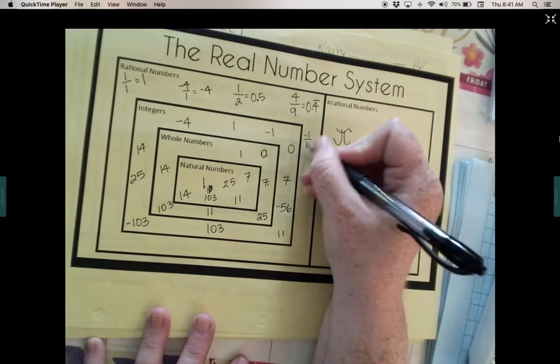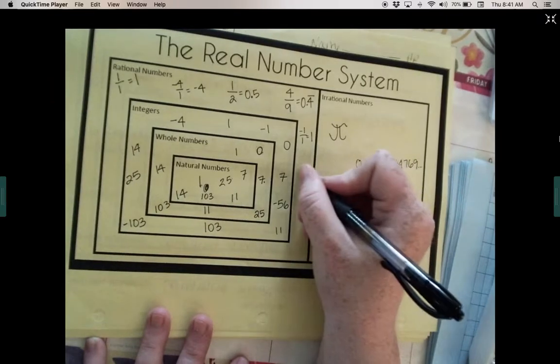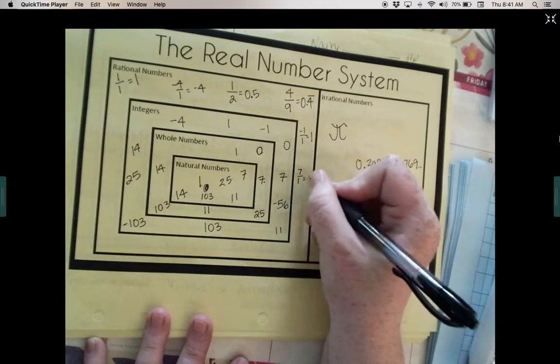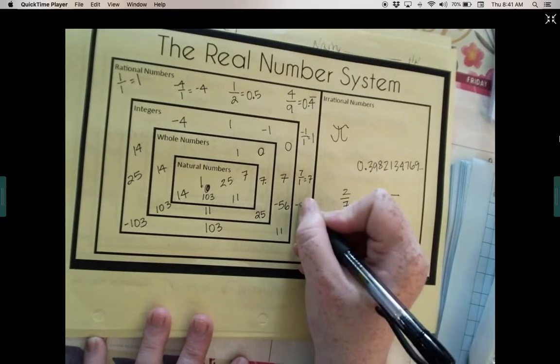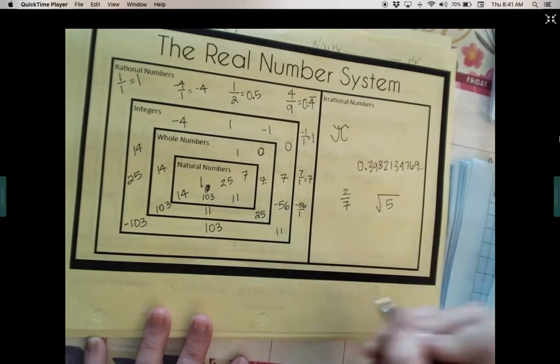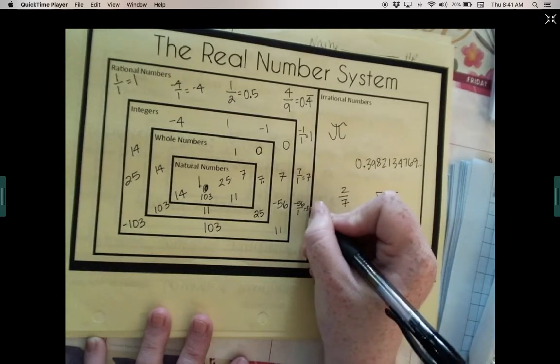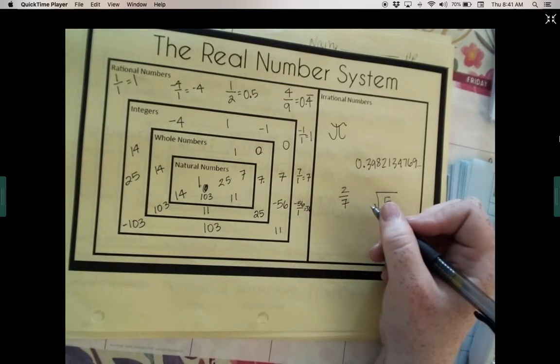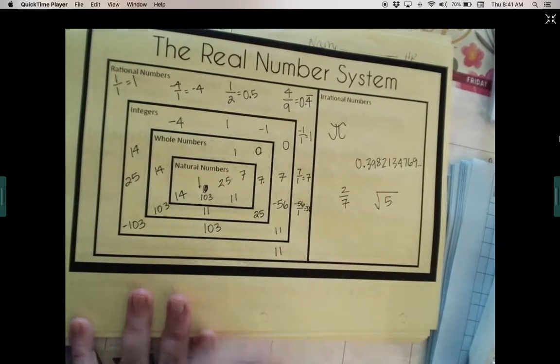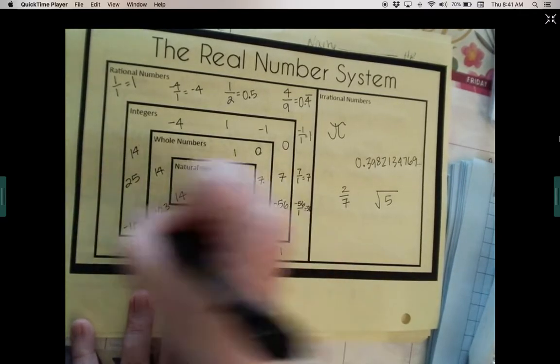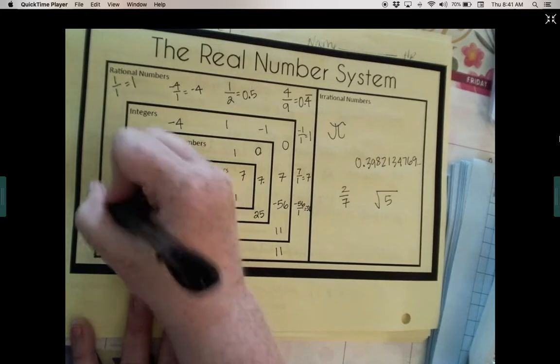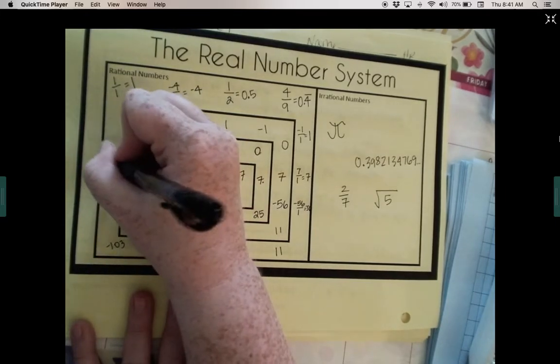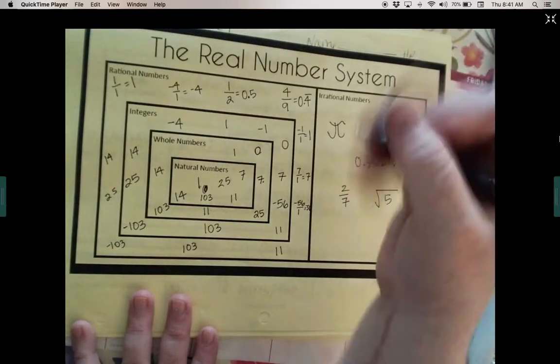-1 over 1. 7 over 1. You see the pattern? -56 over 1. Yep. So -56 is, 11 is, 103 is, -103, 25, 14. I already wrote 0.